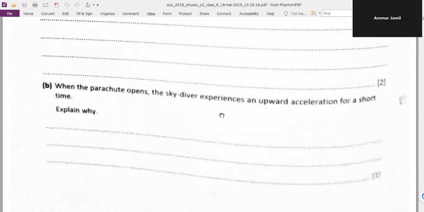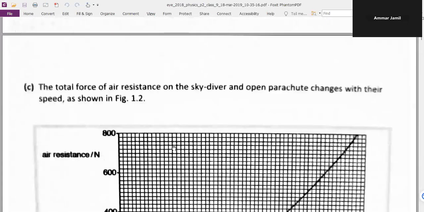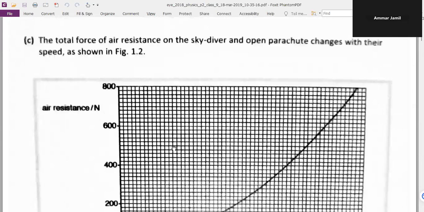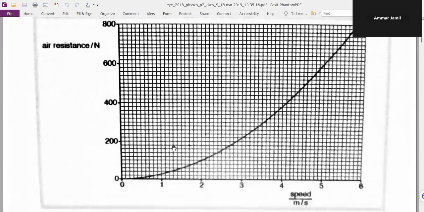2 points. And then when the parachute is open, the skydiver experiences an upward acceleration. Why? Because the air resistance starts to act on the skydiver due to the parachute, and that's why it is accelerating upwards. It experiences upward force because the air friction is acting upwards. Now, the graph is given and it tells you that the air resistance increases as the speed increases. And you can see the graph, it's a curve.